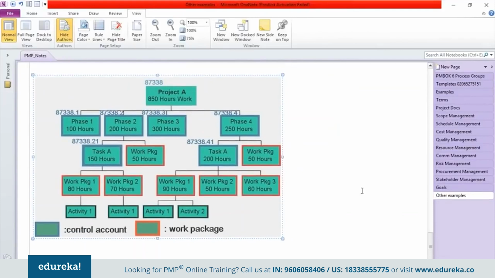As you can see on the screen, we have a project, and this project is broken down into various phases. Phases could be requirement phase, design phase, development phase, testing phase, etc. Those phases are then further broken down into various tasks and work packages, and each work package is then broken down into activities. Typically you'll find a work breakdown structure based on phases, or you could have one based on other approaches, such as a product approach. This one is a phase level approach.